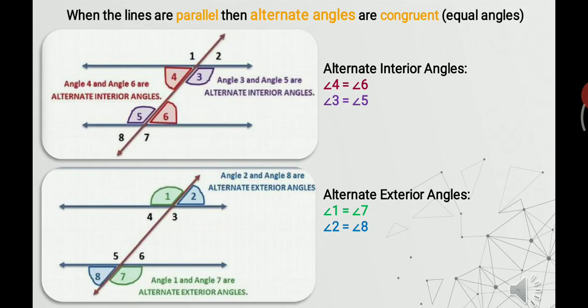You can see in the first figure, angle 4 and angle 6 form a pair of alternate interior angles. Since the lines are parallel, these angles will be equal. Similarly, in the exterior pair also, angle 1 and angle 7 form a pair of alternate exterior angles and they will be equal as well.